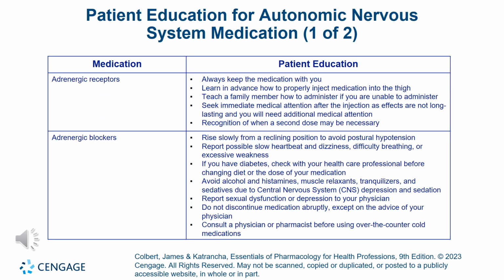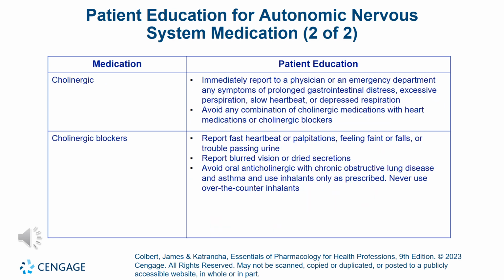This slide provides important patient education on 2 of the 4 autonomic nervous system medications, adrenergic receptors and blockers. This information is also found throughout your chapter after each section in your ebook or your textbook. This slide is patient education on the cholinergic and cholinergic blocker medications for the autonomic nervous system. Again, this information is found in your ebook or textbook.